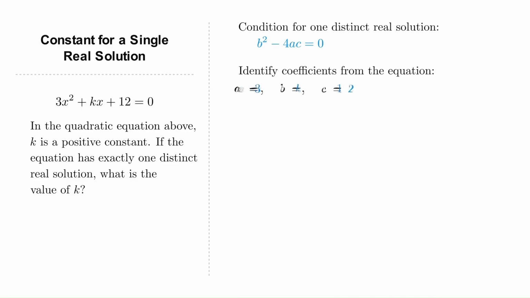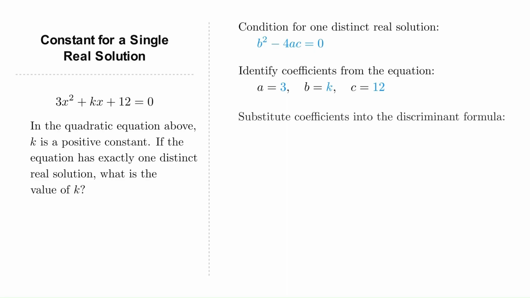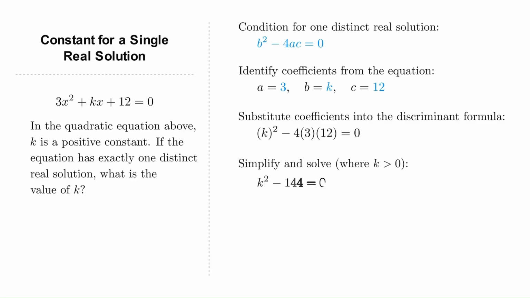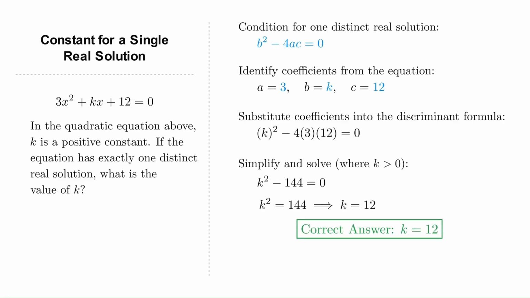To proceed, we identify the coefficients from our equation, which are 3, k and 12. Now we substitute these coefficients into the discriminant formula. Simplifying this expression, we get k squared minus 144 is equal to 0. Isolating k squared, then taking the square root of both sides and remembering that the problem specifies k must be a positive constant, we find that k is equal to 12. Therefore, the correct answer is k equals 12.